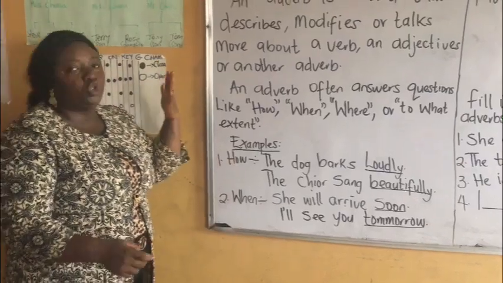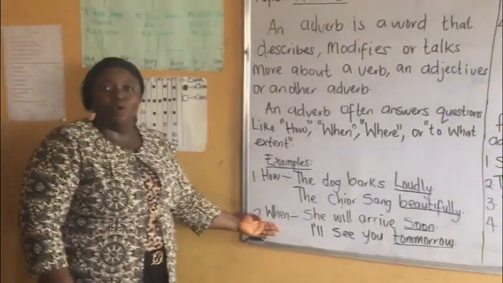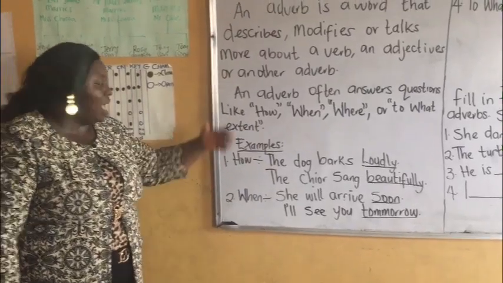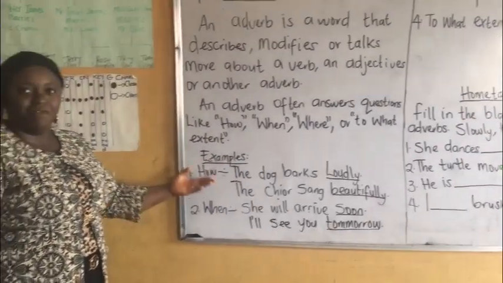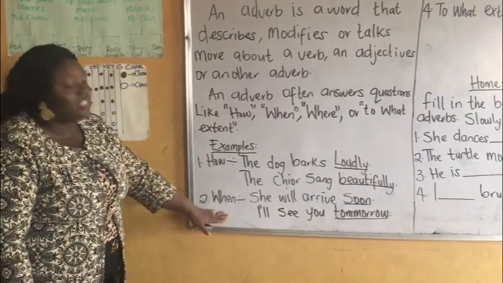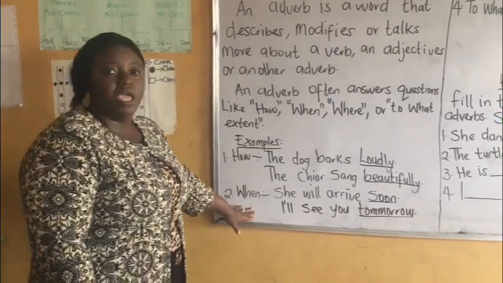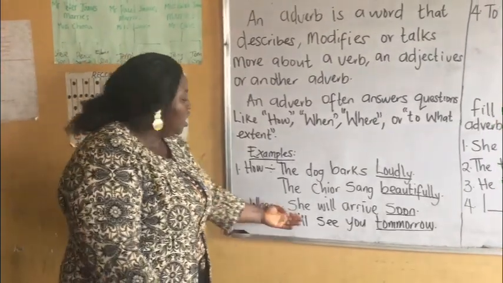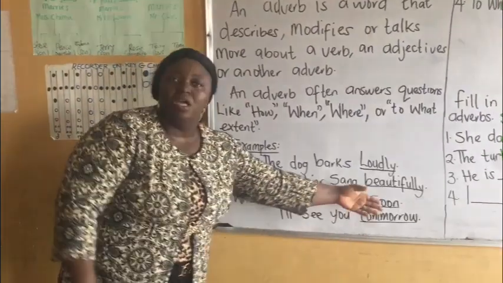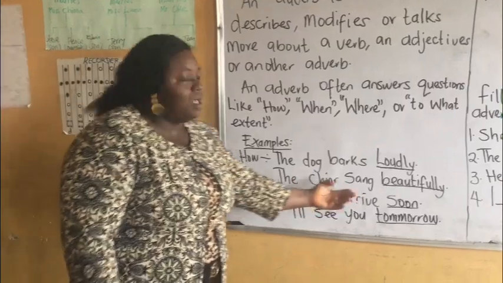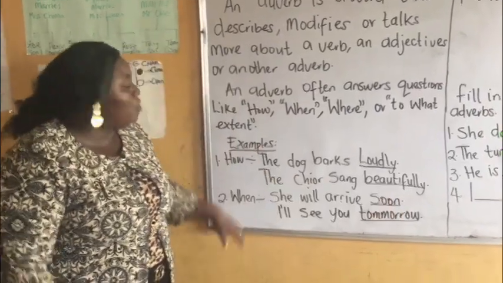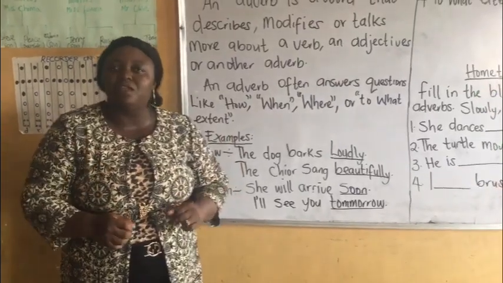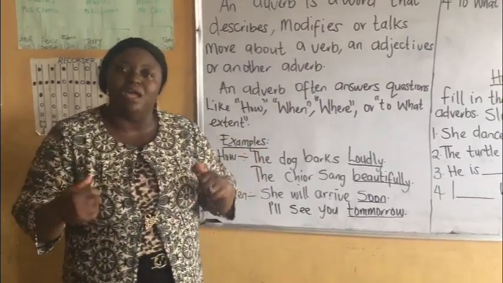Now let's go to our when. We are moving over to our when. Remember we talked about how the event happened. Now we want to describe when it happens. An example of when it happens is: she will arrive soon. Now we know people do arrive from a journey.